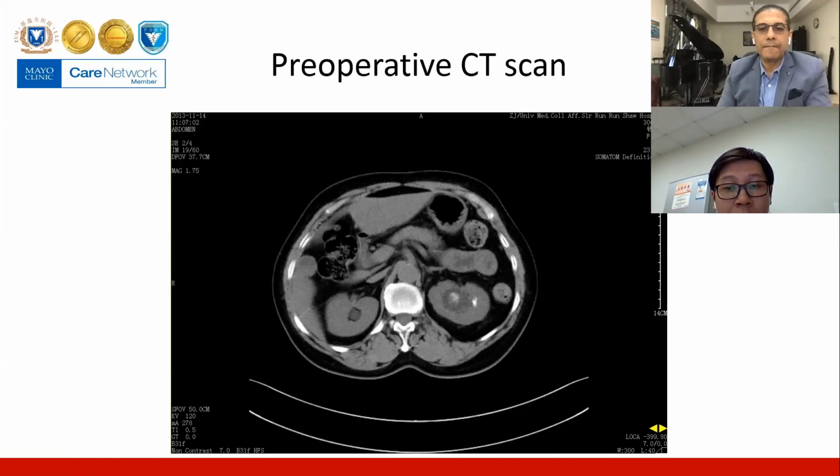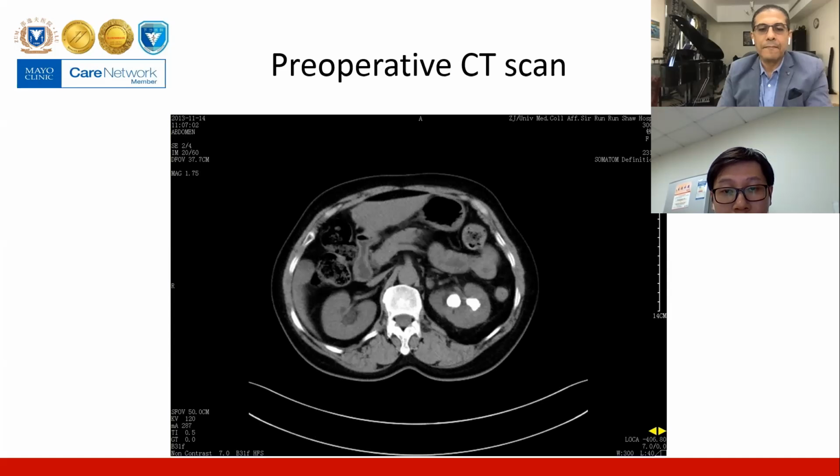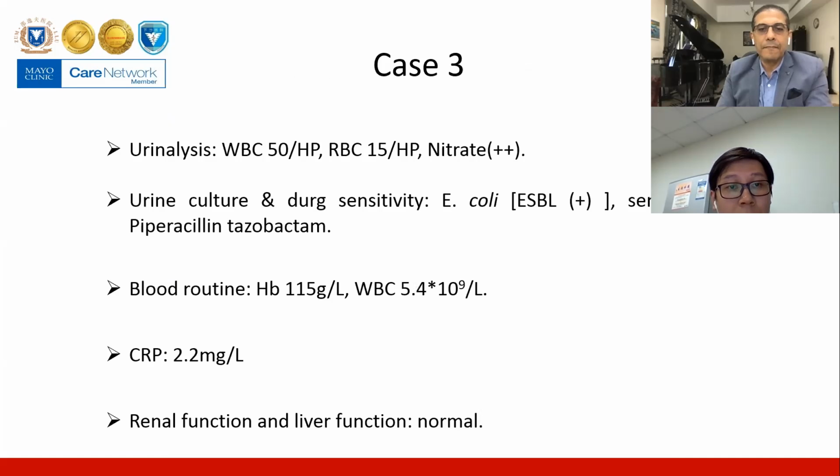And then we can see in the CT scan there's handed fURS in the left renal pelvis, and the stone is large. In the urinalysis, the white blood cell is 50 per field, the red blood cell is 15 per field, and nitrate is +2.